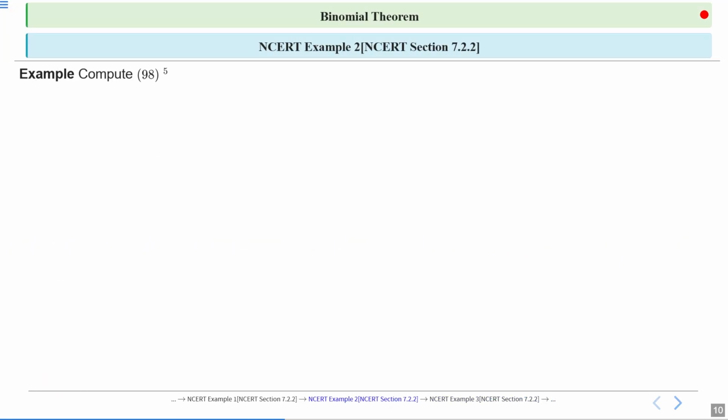Now, let's look at an example of using the binomial theorem. So now we will look at example number 2. In this example, we are asked to compute 98^5. So students, first of all, try it yourself. How can you solve this example?